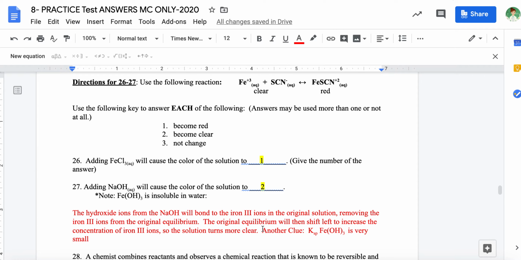And again, if we remove some of our iron, which is our reactant, the reaction is going to shift towards that side, which is going to be the side that's clear.